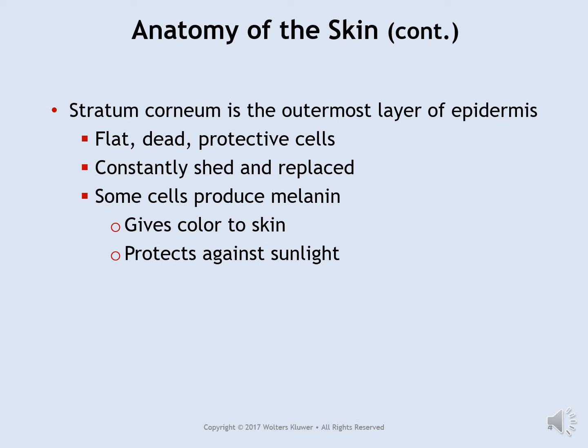The stratum corneum is the outermost layer of the epidermis. They are flat and dead protective cells that, as I mentioned before, are filled with keratin. They constantly fall off and are replaced from below. There are other cells that produce melanin. Melanin is the chemical that gives color to the skin and protects us from sunlight.